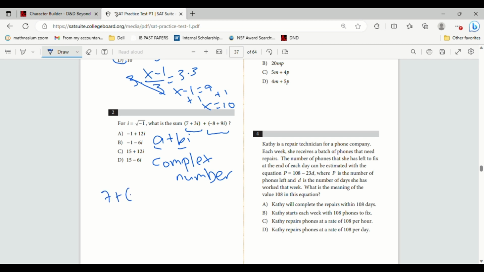which is negative 1, and then you add the 3i and the 9i. 3i plus 9i equals 12i. So negative 1 plus 12i, 2 is A.